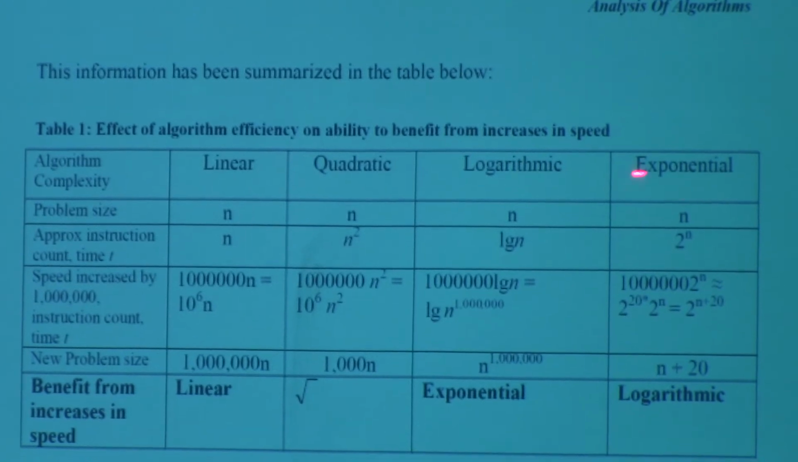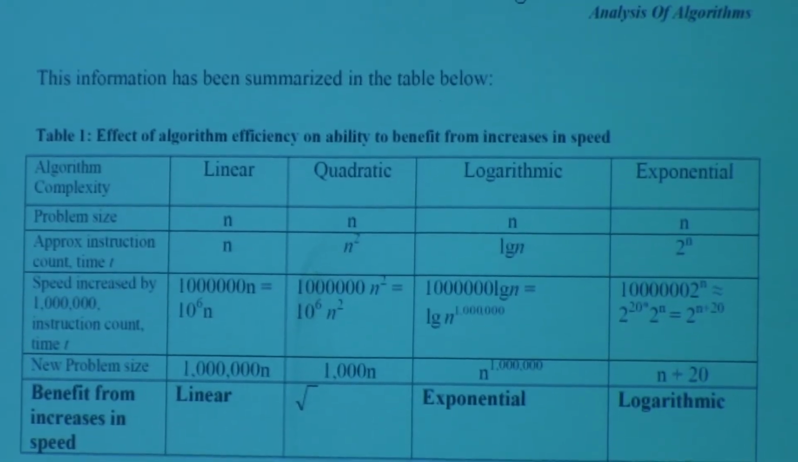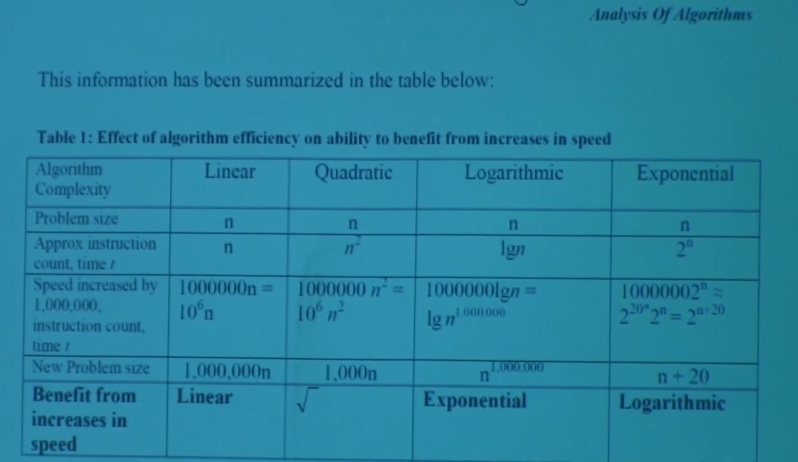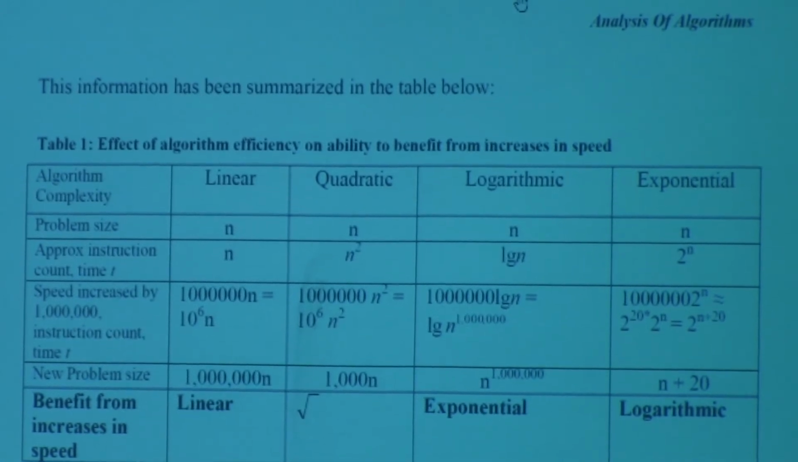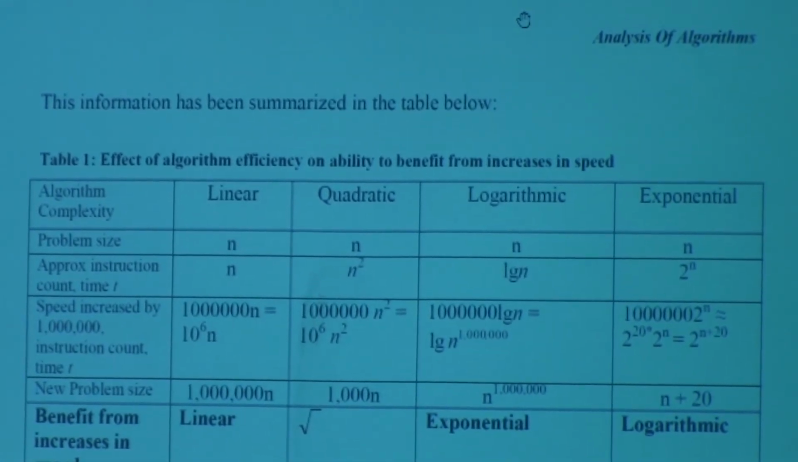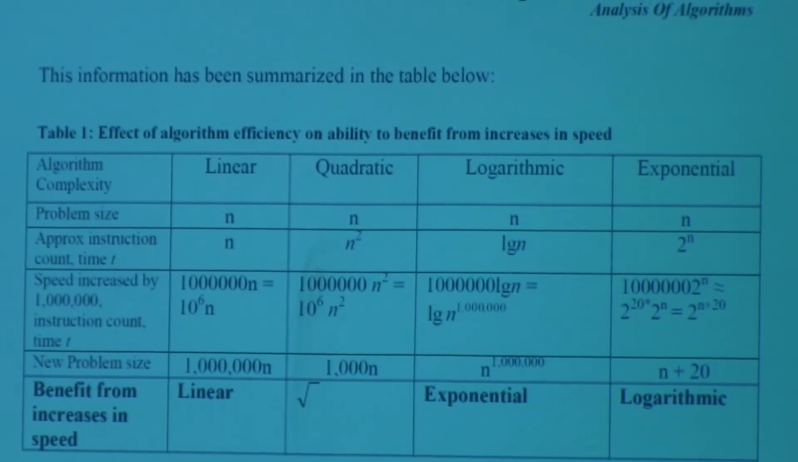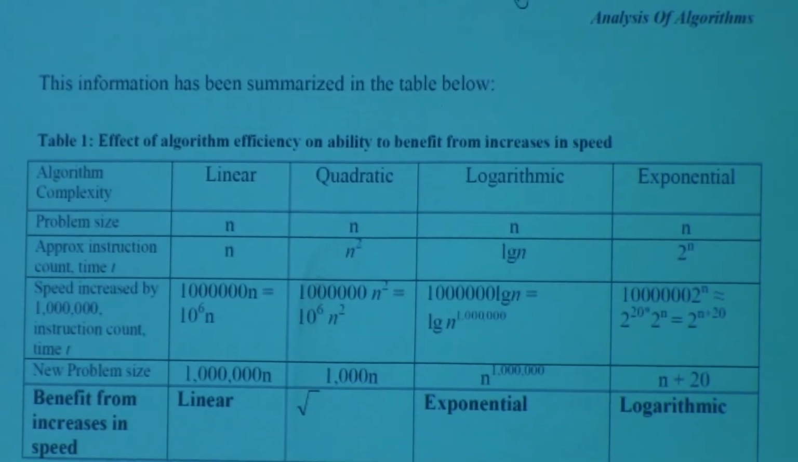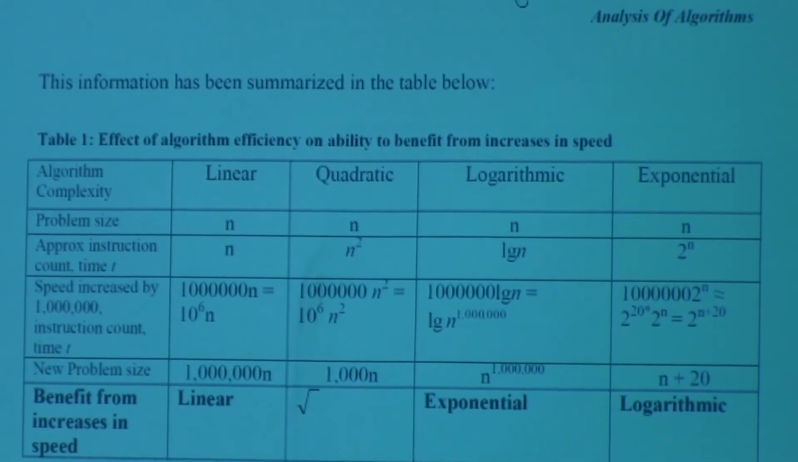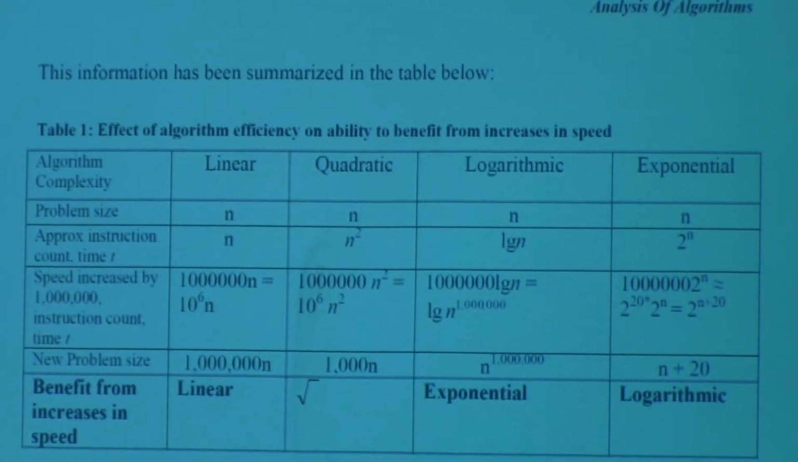This is the worst one of all. If your algorithm has an exponential complexity, for example, 2 to the power of n, and let's say I can solve a problem of size 16 in time t. So the complexity is 2 to the n power, and I can solve a problem of size 16 in time t. How many instructions are executed for that problem?